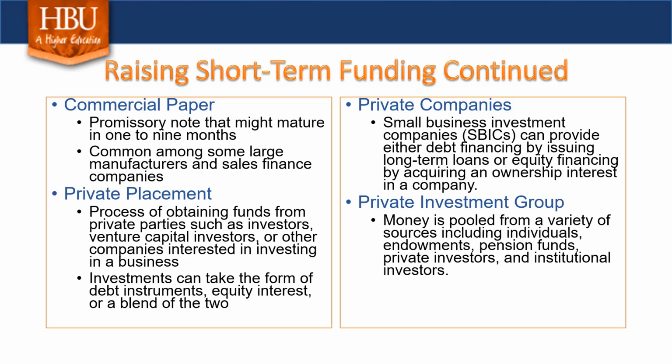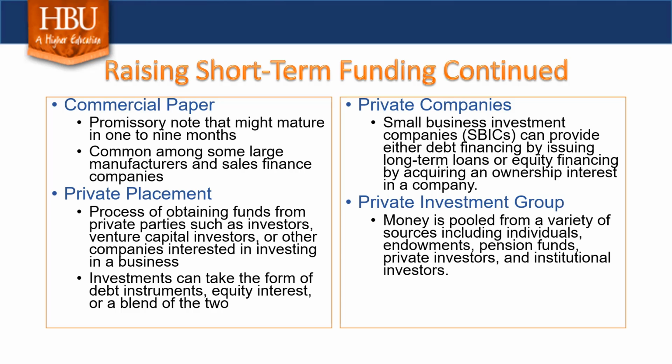Here are a few more ways to raise short-term funding. Commercial paper is one. It's a promissory note that can mature in 1 to 9 months. It's typically common among some large manufacturers and sales finance companies. There's also private placement. This is a process of obtaining funds from private parties, such as investors or venture capitalists or other companies interested in investing.